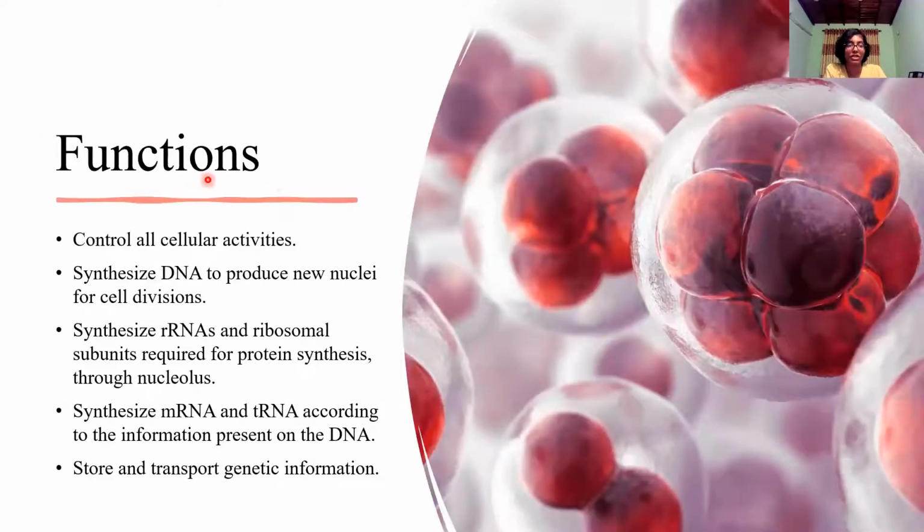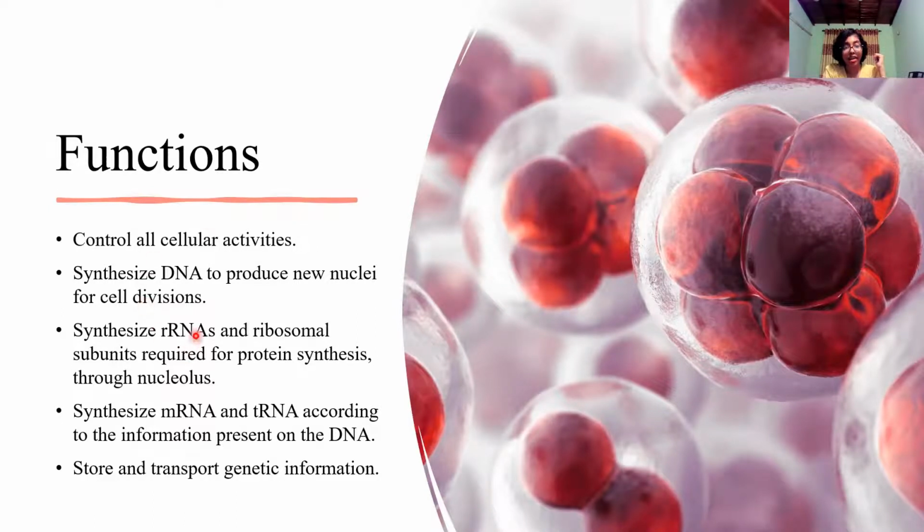And what are its functions? They control all the cellular activities, as I said, because it has our DNA, so obviously it can produce certain proteins and control our cellular activities. And then it synthesizes DNA so that it produces new nuclei, and it helps in cell division. We all know that before the cell division begins, we have interphase, and there in S phase specifically, the DNA replicates, so that when, for example in mitosis, the cells are divided, the genetic material is also equally divided.